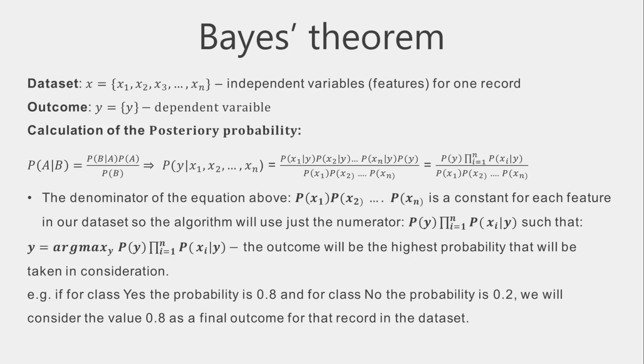So for example, if for the class yes we have a probability of 0.8 and for the class no we have the probability of 0.2, the outcome from our calculation, so our algorithm, will take into consideration the one that is higher. So it will classify the value in the variable Y to the class yes, because the probability was higher, which was equal to 0.8.